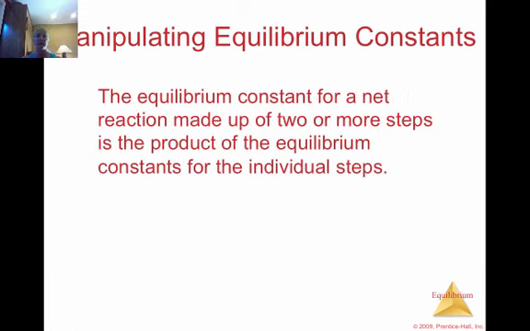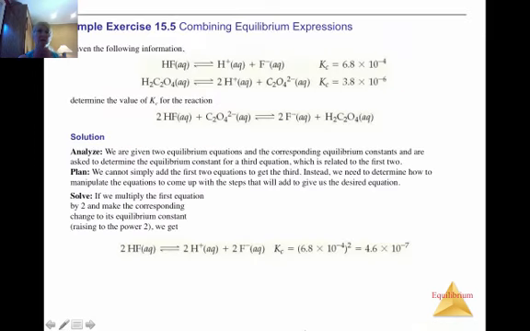And the third part is that you might have to sometimes calculate an equilibrium constant for a goal equation. This is kind of that Hess's law thing I was talking about. And the way you do that is if you have 2 or more steps, then the equilibrium constant for your goal equation will be the product of each of the individual equilibrium constants for each of the individual steps. Let's look at a sample problem for that.